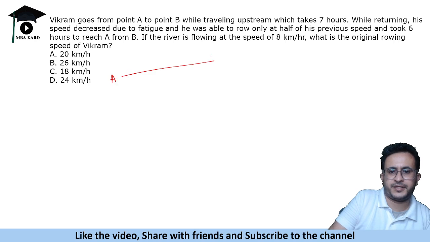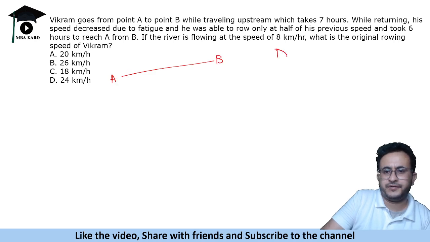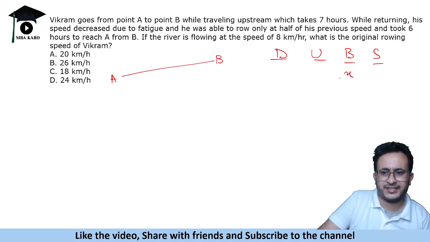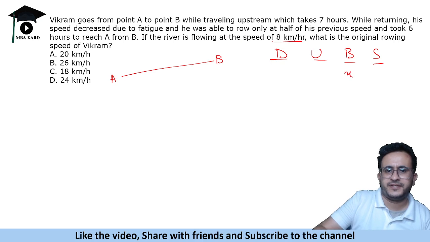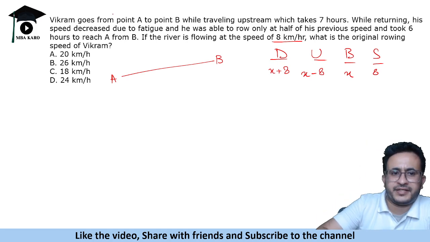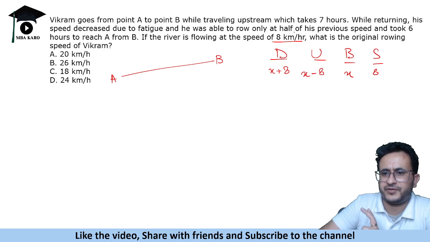So A to B is upstream, right? So again we will use this framework: downstream, upstream, boat and stream. Let's say the speed of the boat is x and the speed of the stream is 8. So his downstream speed is x plus 8 and upstream speed is x minus 8. But it says that while returning, his speed decreased due to fatigue and he was able to row half his previous speed.